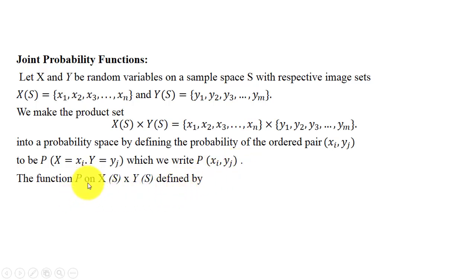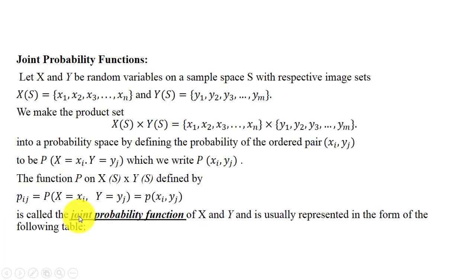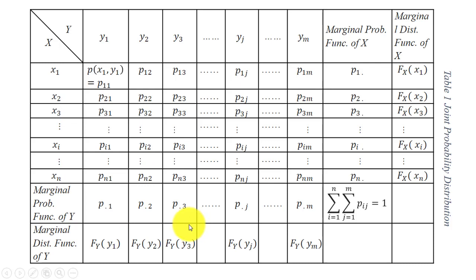Then the function p defined on the product x cross y, given by p of X equal to xi, Y equal to yj, or simply denoted by pij, is called the joint probability function. It gives the probability on the two variables xi and yj, and it is given by the following table.